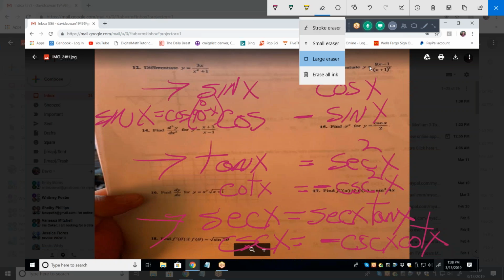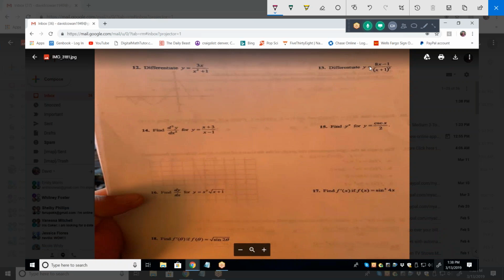So we got our, let's finish this one if you want. So would we use, could we put cosecant to the negative 2 power?